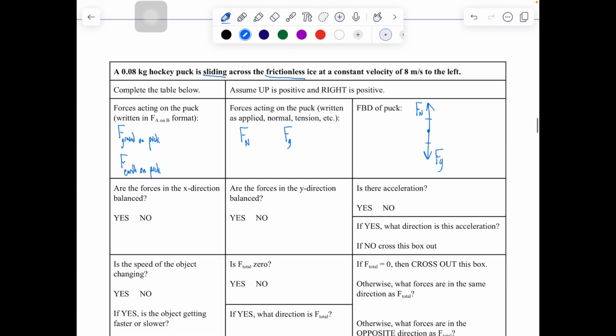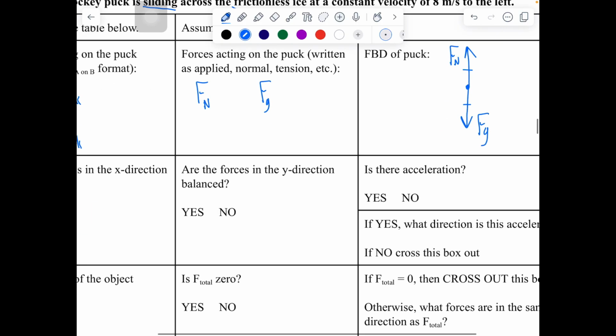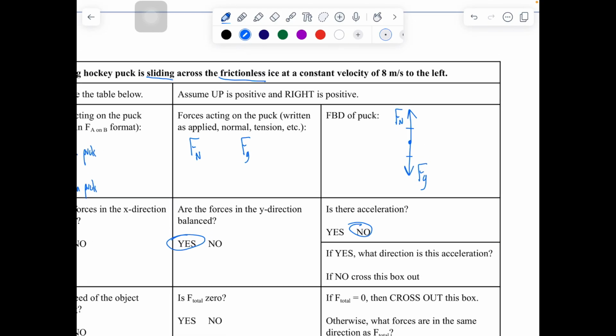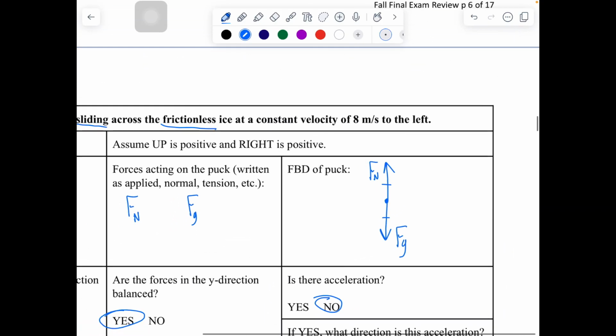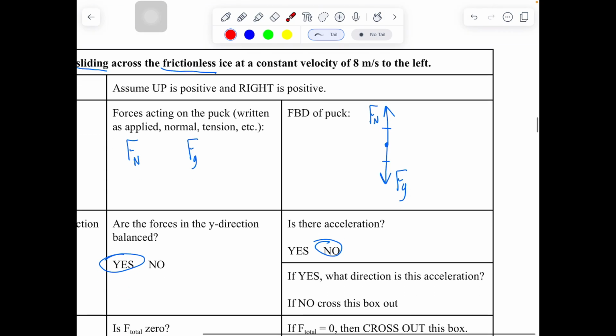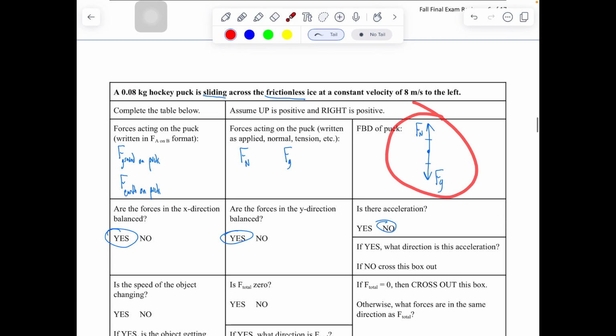Alright, forces in the x direction balanced? Yes, because there are no forces in the x direction, so they must be balanced. Forces in the y direction balanced? Yes, they are. We already identified that with our little tick marks right here. Is there acceleration? No. And we know this from our forces, but also it was told it is moving at a constant velocity. Constant velocity means no acceleration. That's how we were able to know normal and gravity were balanced.